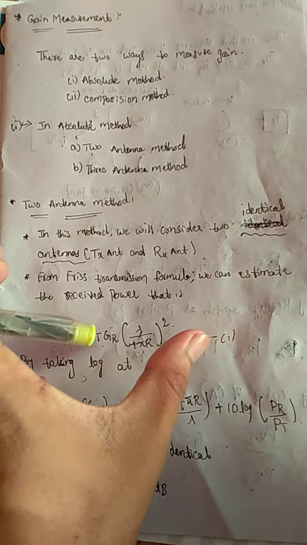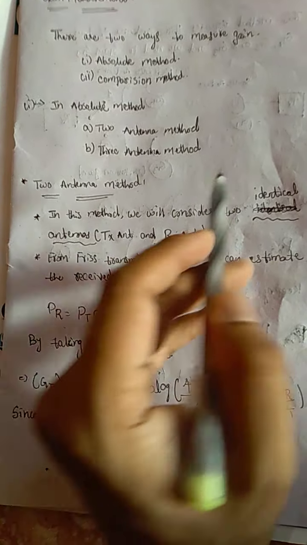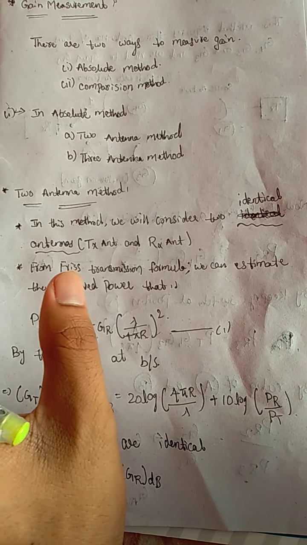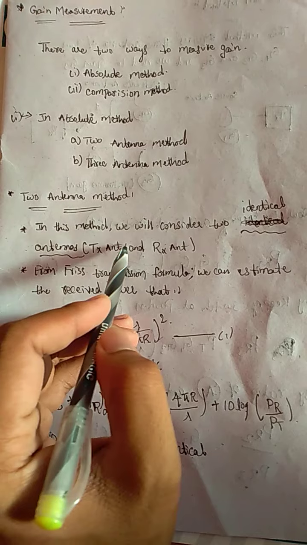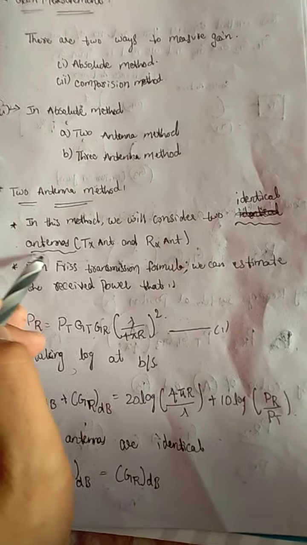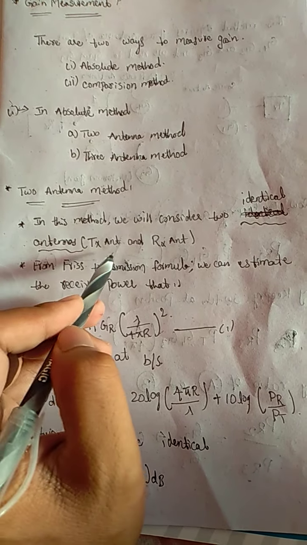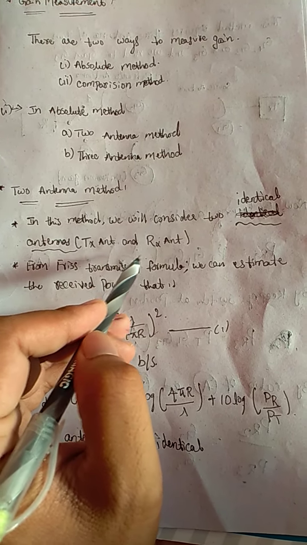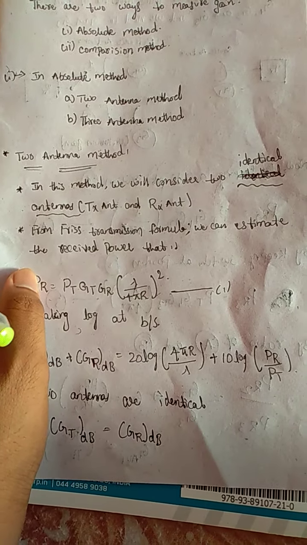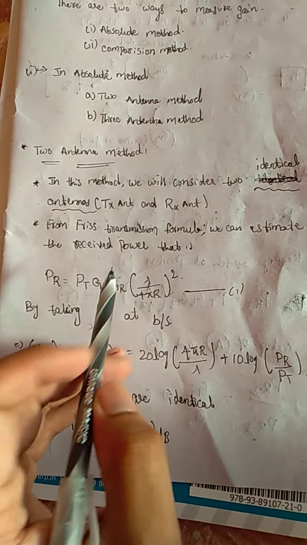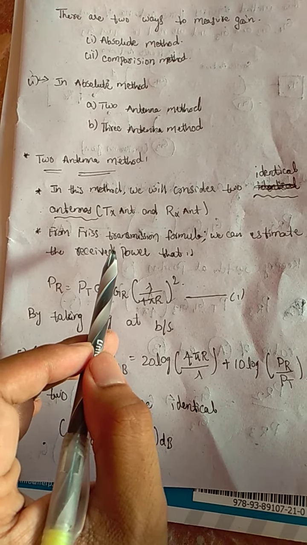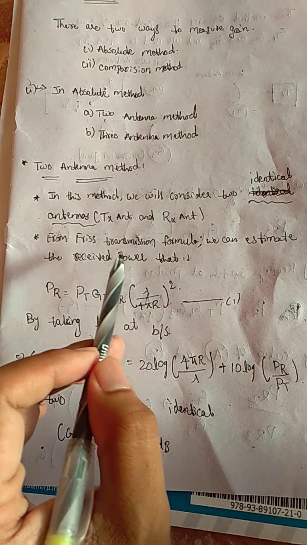For this method, what we need is two identical antennas, I mean two similar antennas. One antenna acts as the transmitter antenna, and another acts as the receiver antenna. We are familiar with the Friis transmission formula. We discussed that in unit 1 antennas. It is also one of the important questions.